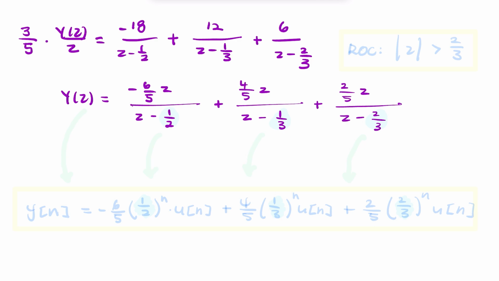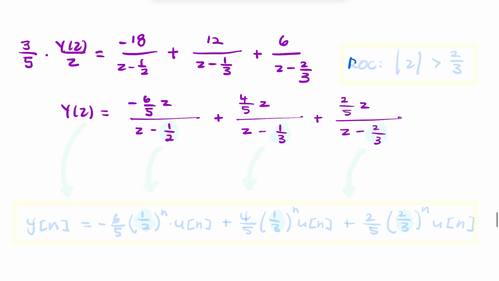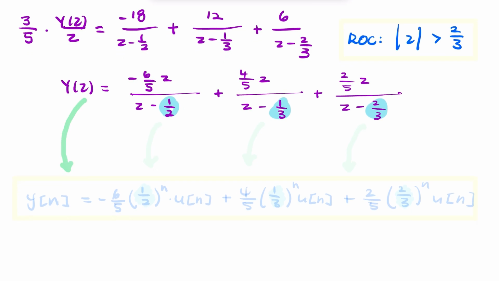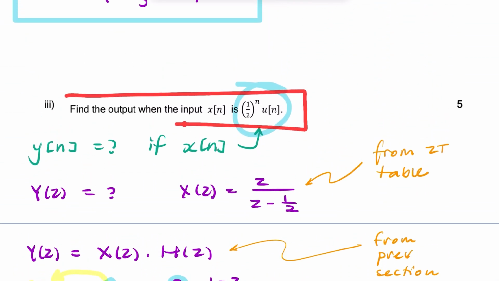Now, again, we need to consider the region of convergence here. So the region of convergence is the modulus of z is greater than the greatest of these three. That's where the regions will overlap. So the greatest of the three seems to be 2/3. So now what we're after is the output, y of n, because the question says, find the output when the input is such and such. So we need to find y of n.